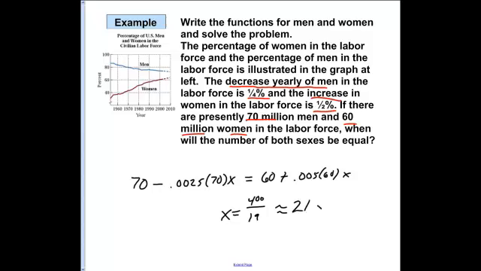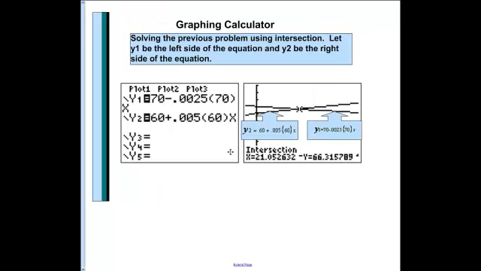approximately 21 years. So 21 years from the year 2000 is where it was selected, because that's when the women had about 60 and the men had approximately 70. So in 21 years from the year 2000 is when the population will be equal. This particular slide shows the TI-84, and we make one equation y1, one equation y2, and we do a second calculate and intersect, and we get the same answer there.